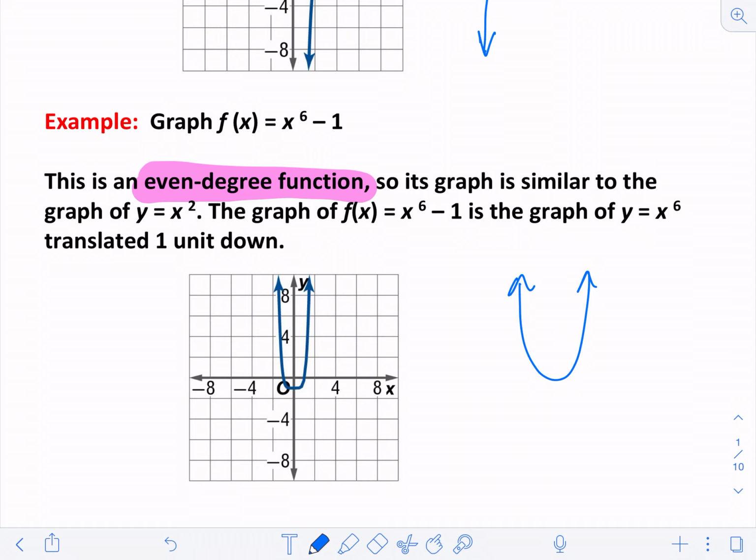Now, what does the minus 1 do here? Because it's outside the parentheses, or outside the function, it actually moves this graph down 1 unit. So the vertex, instead of being at (0, 0), is going to be at (0, negative 1). So those are basic functions, and movements of some of the graphs, based on the exponent or degree that we have, whether they're odd or even.